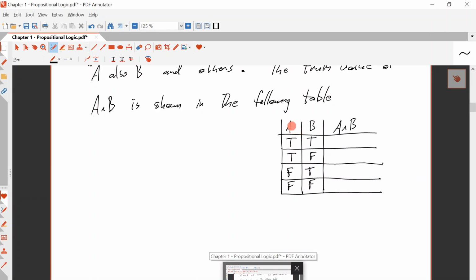There's two possibilities for A, two possibilities for B. So together there are 2 times 2, which is 4 possibilities for A and B. And then the conjunction A and B is true when A and B are both true. And then it's false otherwise. If either A is false or B is false, then A and B is false. Okay?